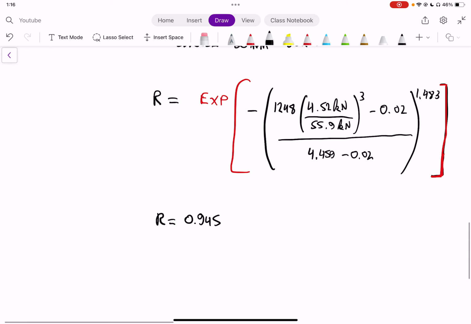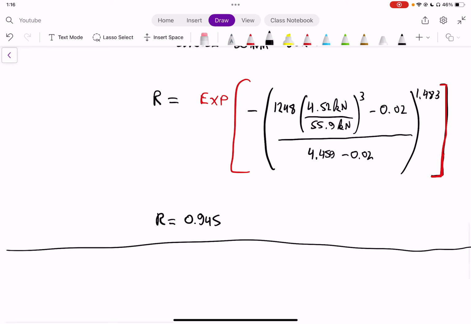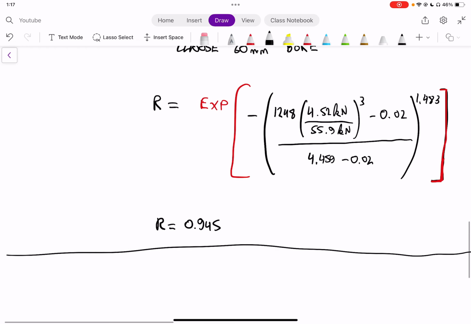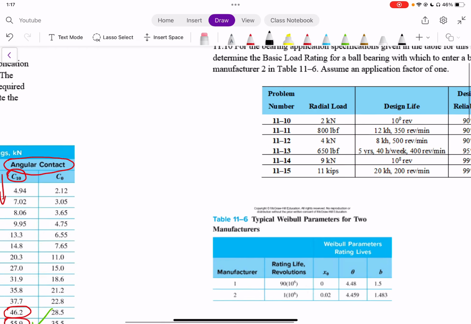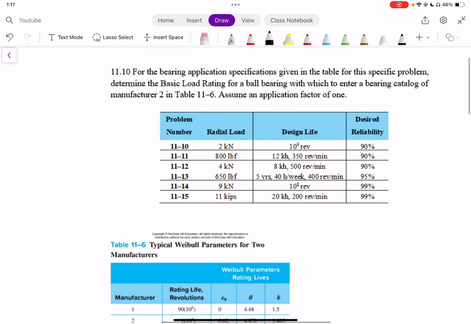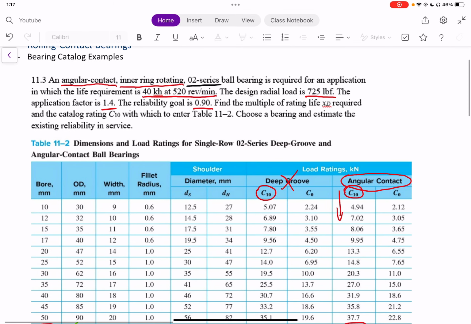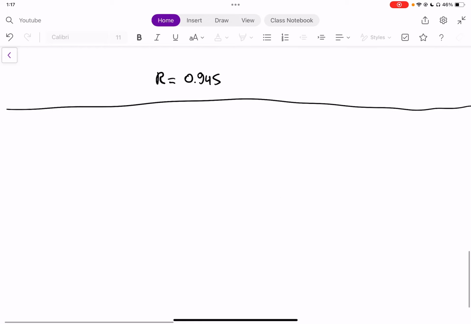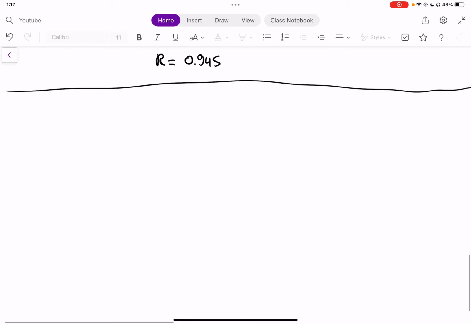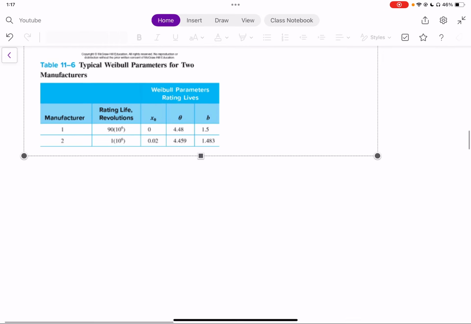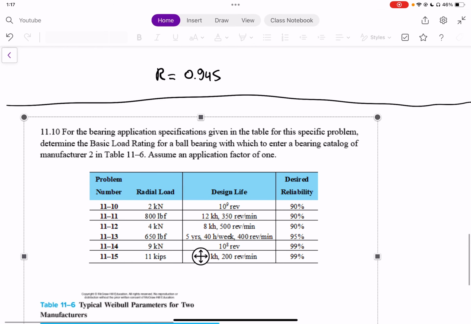Okay, so we're now going to do a second example problem where we just have to find C10, and we'll go look and solve this other problem. So I'm going to copy over this problem 11-10 into our notes here so that we can read it and understand what it's asking.